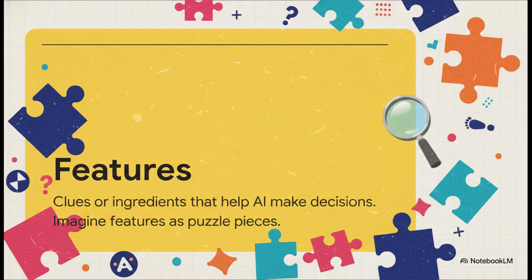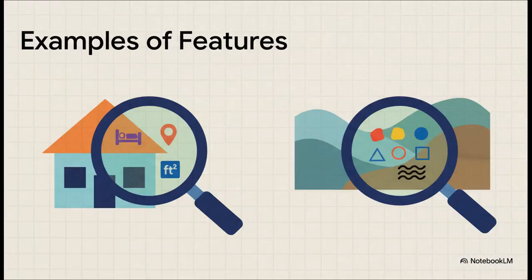Now, inside that dataset are the features, and this term, it is absolutely crucial. If the dataset is the whole puzzle, then the features are the individual puzzle pieces. They're the little clues, the specific characteristics that the AI uses to put the whole picture together and make a smart decision. Let's make this real.